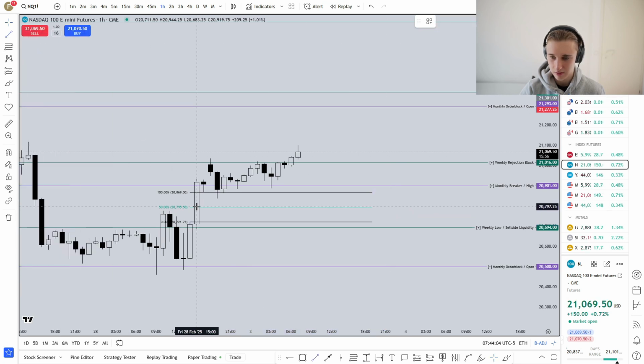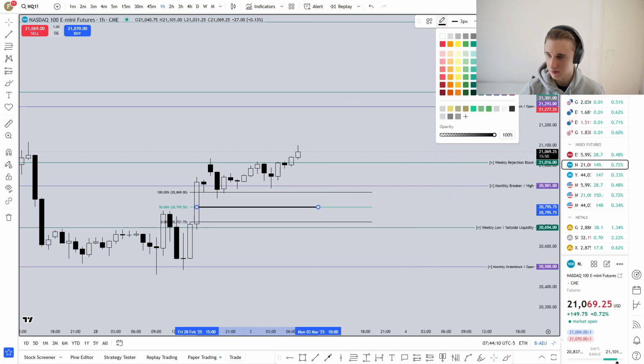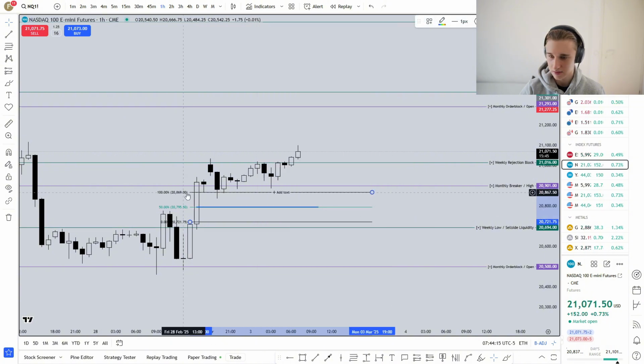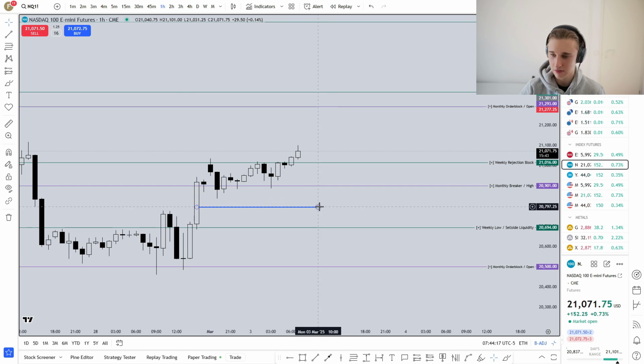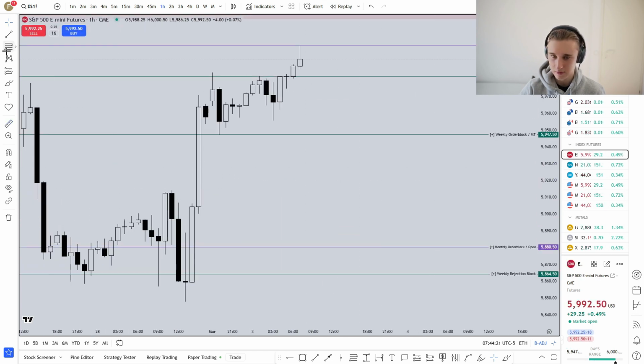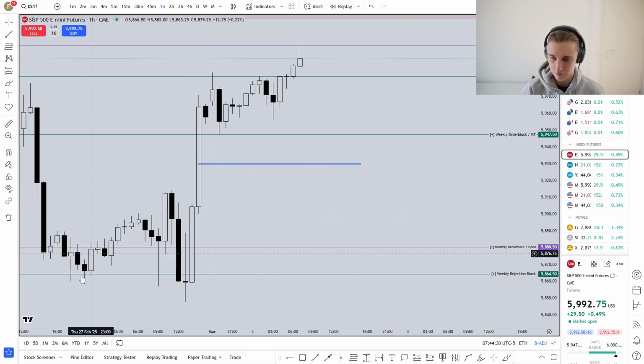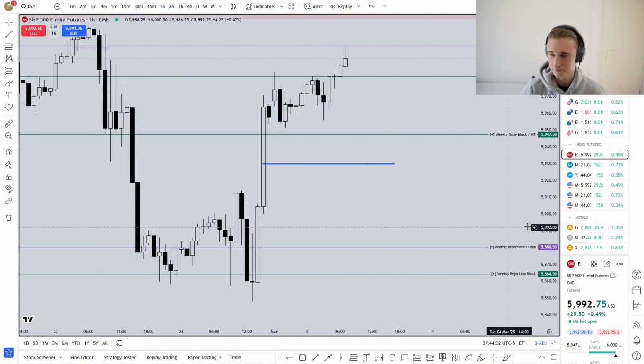Let me draw this as my invalidation line right here. Let's make it a little bit thicker in blue, like this. Perfect. So this would be my invalidation criteria. I don't want to see the market close on a closing basis below this line, as well as right here. Because then market will very likely attack sell side again with the relative equal lows right here.